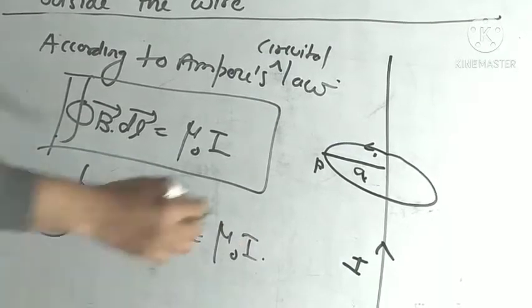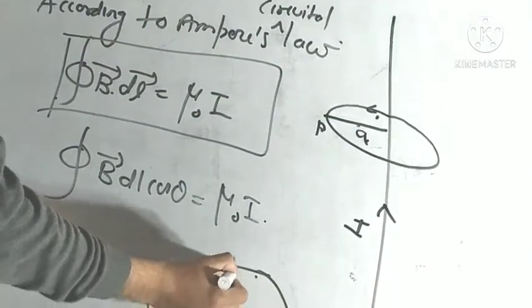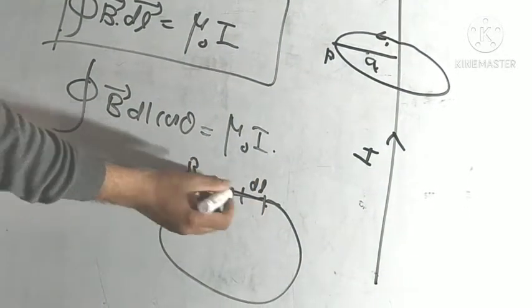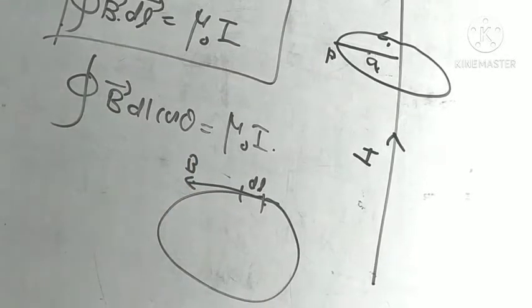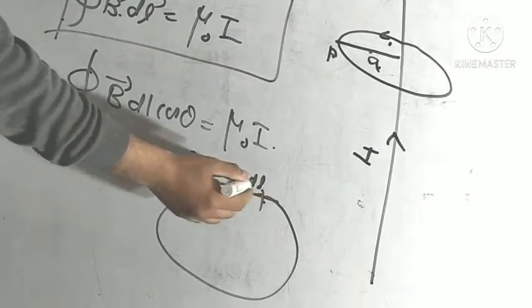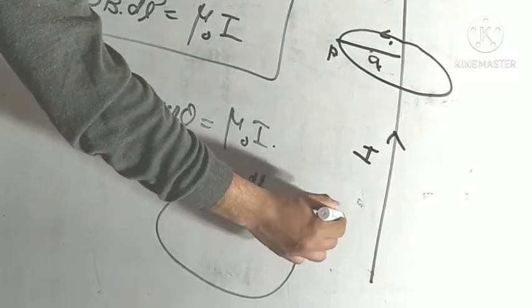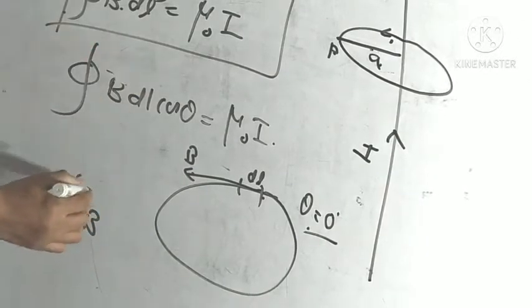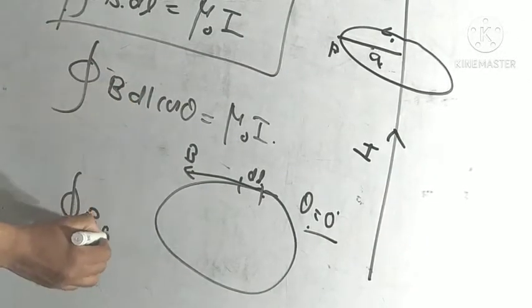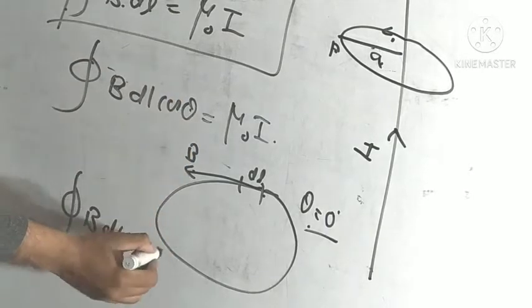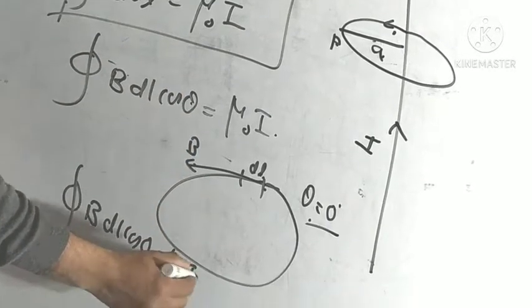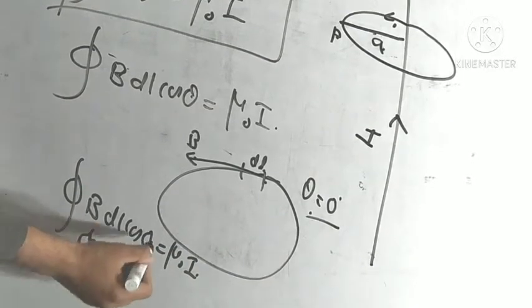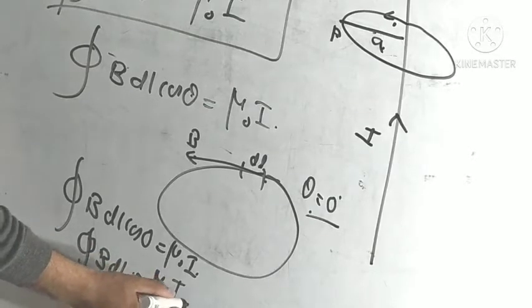Here we take a very small element having length dl, and we draw a tangent here, and the direction of this tangent shows the direction of the magnetic field. The angle between dl and B is 0 degrees, theta is equal to 0 degrees. We put this value here and take only the magnitude. B dl cos 0, and we already know that cos 0 is equal to 1, so it is mu naught I.